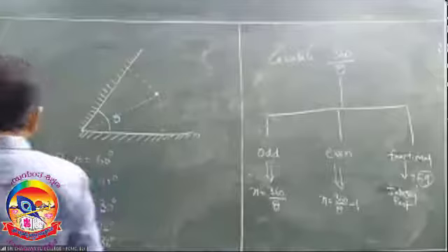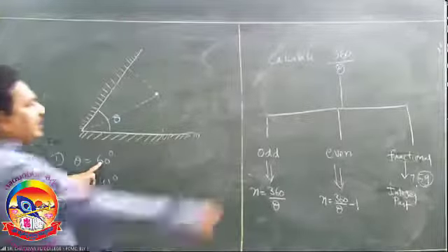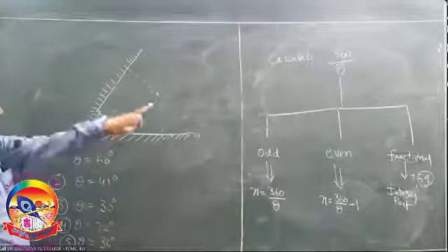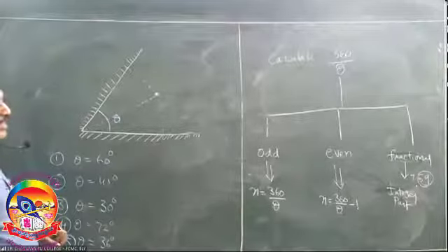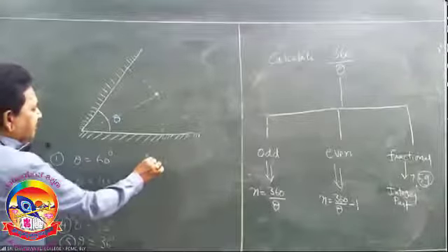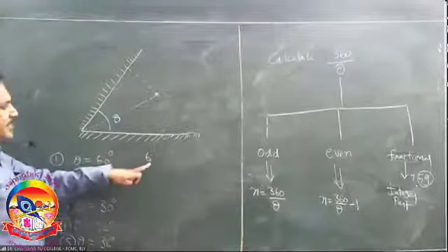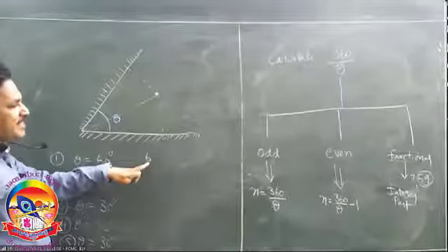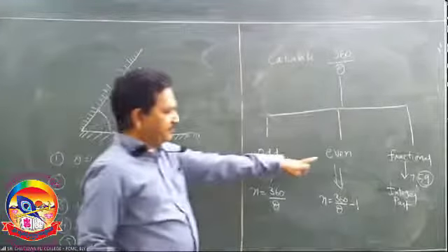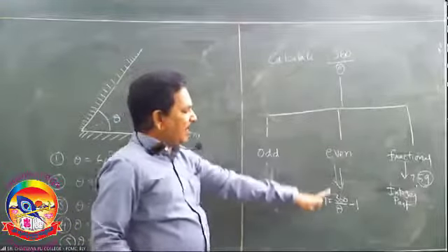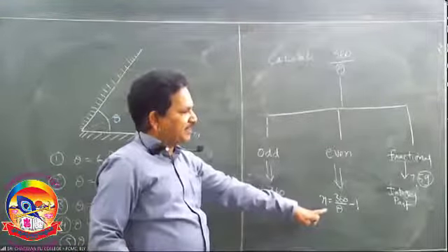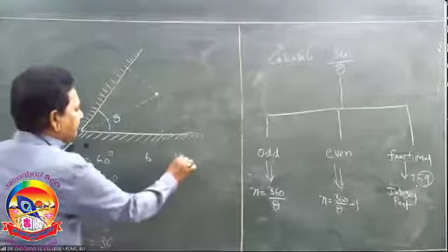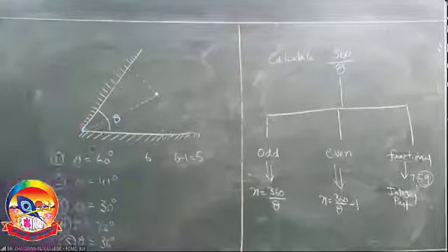First answer: calculate 360 by theta. What is the value of 360 by 60? 360 by 60 is equal to 6. Is 6 odd, even, or a fraction? We have to verify. 6 is even. If the obtained value is even, the number of images is 360 by theta minus 1. 6 minus 1 is equal to 5. 5 is the correct answer.